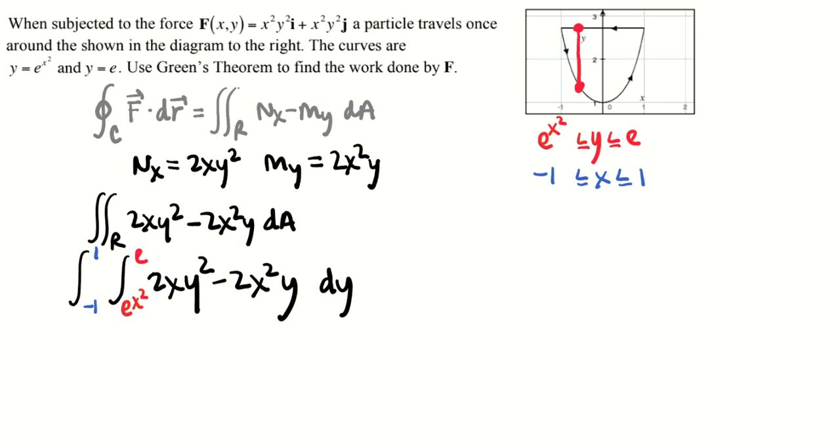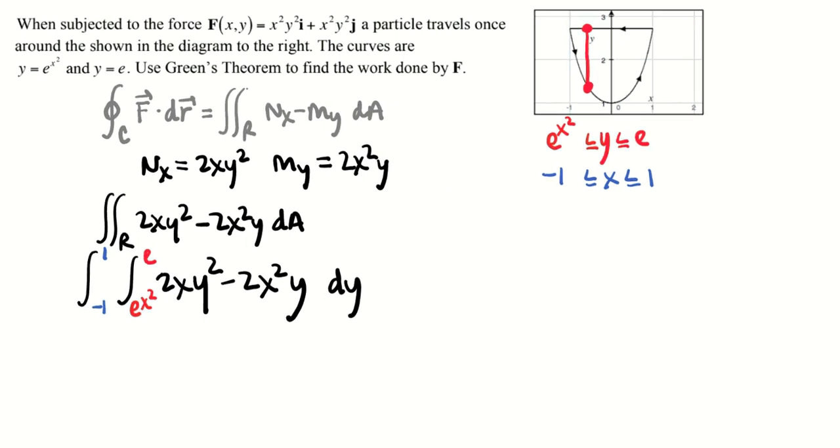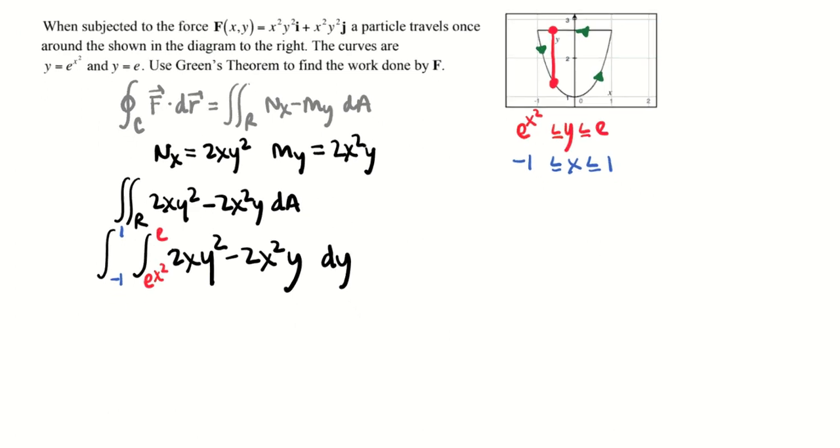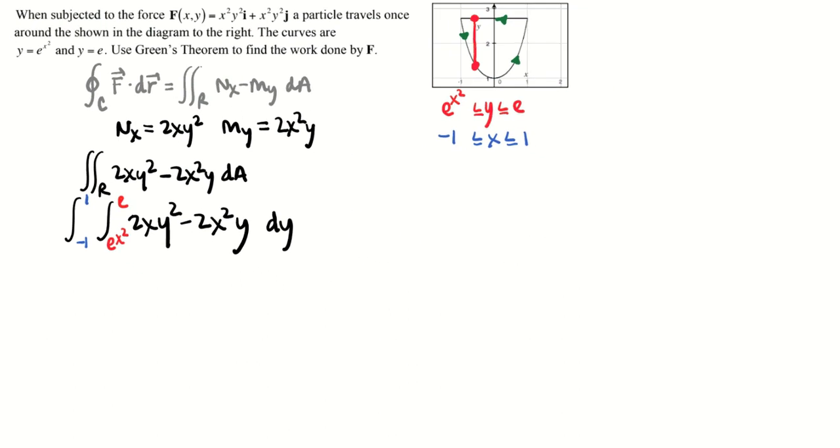Now, I feel like there was something else. Oh, yeah, I don't think I'd mentioned it in the first one either, but we definitely want to make sure that our curve is oriented counterclockwise so that we know that it's N_x minus M_y, not the other way around, right? So that's just something to be aware of. They can ask you Green's theorem questions with a clockwise orientation. You just have to make sure to make the integral negative.